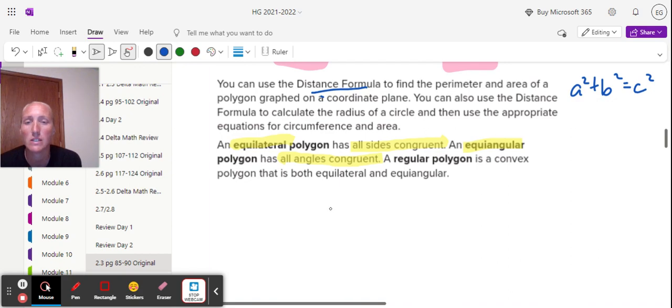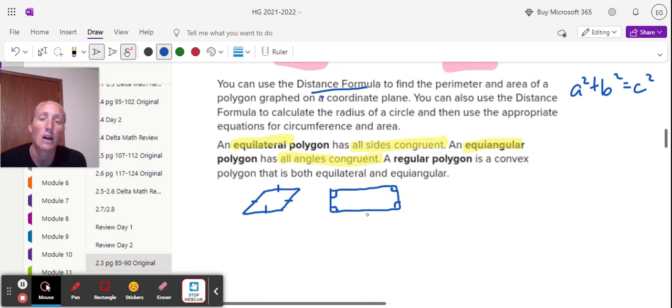Let me give you some ideas just to make sure we have it. So the easiest one I can think of for equilateral that's not equiangular is a rhombus. A rhombus does have all of the sides congruent, but clearly not all the angles, because there's an obtuse angle and there's an acute angle. So that would be equilateral, but not equiangular. Let me think. Equiangular, but not equilateral would be a rectangle. So if I take a rectangle, make it very clearly too big, that has all of the angles 90 degrees, but it does not have all the sides congruent. That's your equiangular, but not equilateral.